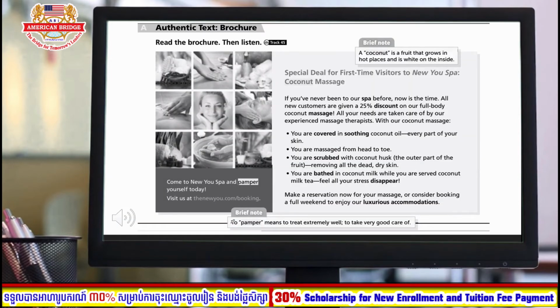Alright, here is the second content that we will cover, which is some useful vocabulary about the spa, right? So here, which is the authentic text, it is taken from a brochure, which means an advertisement paper. So this advertisement paper, they try to advertise a place called a spa, where you can go and get your body massage, right?